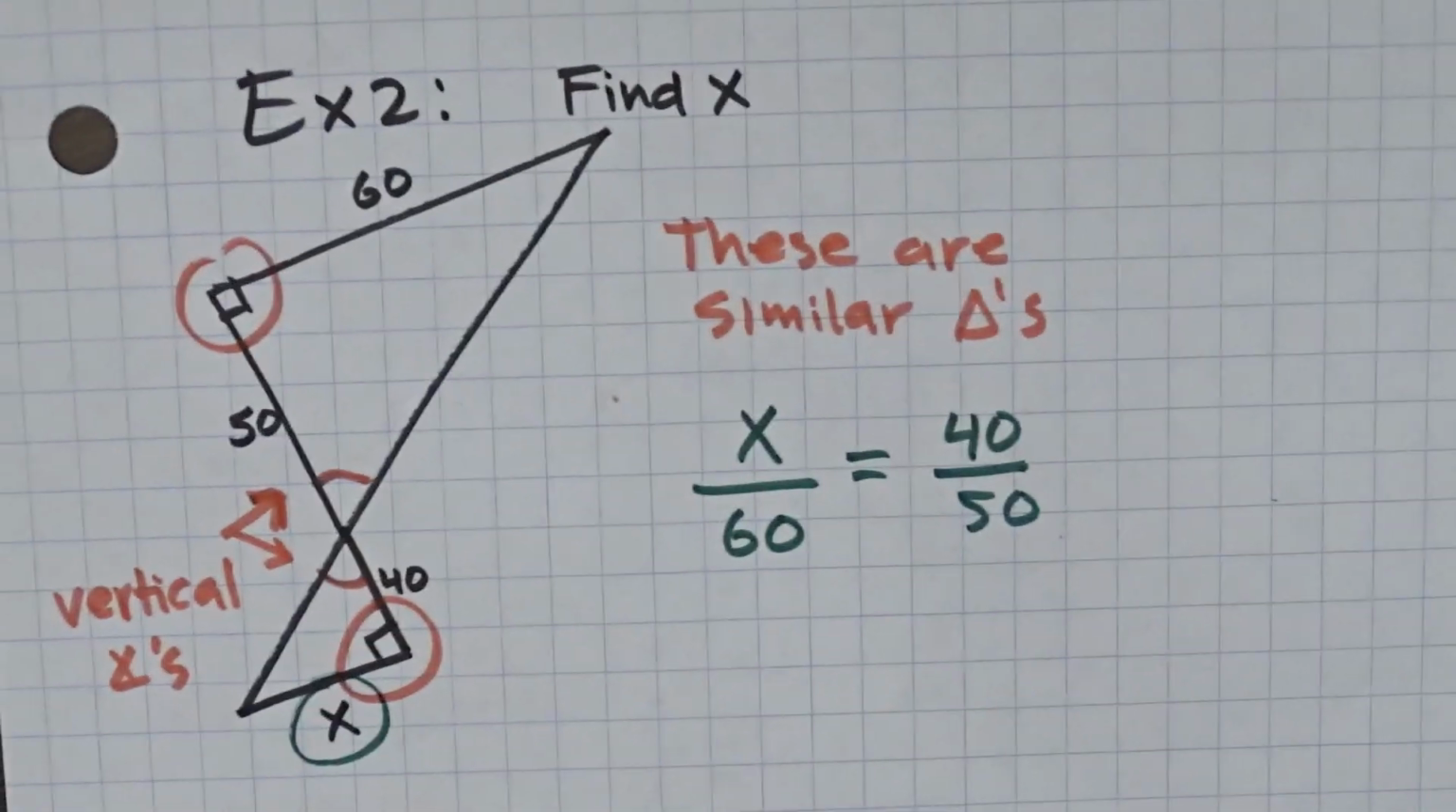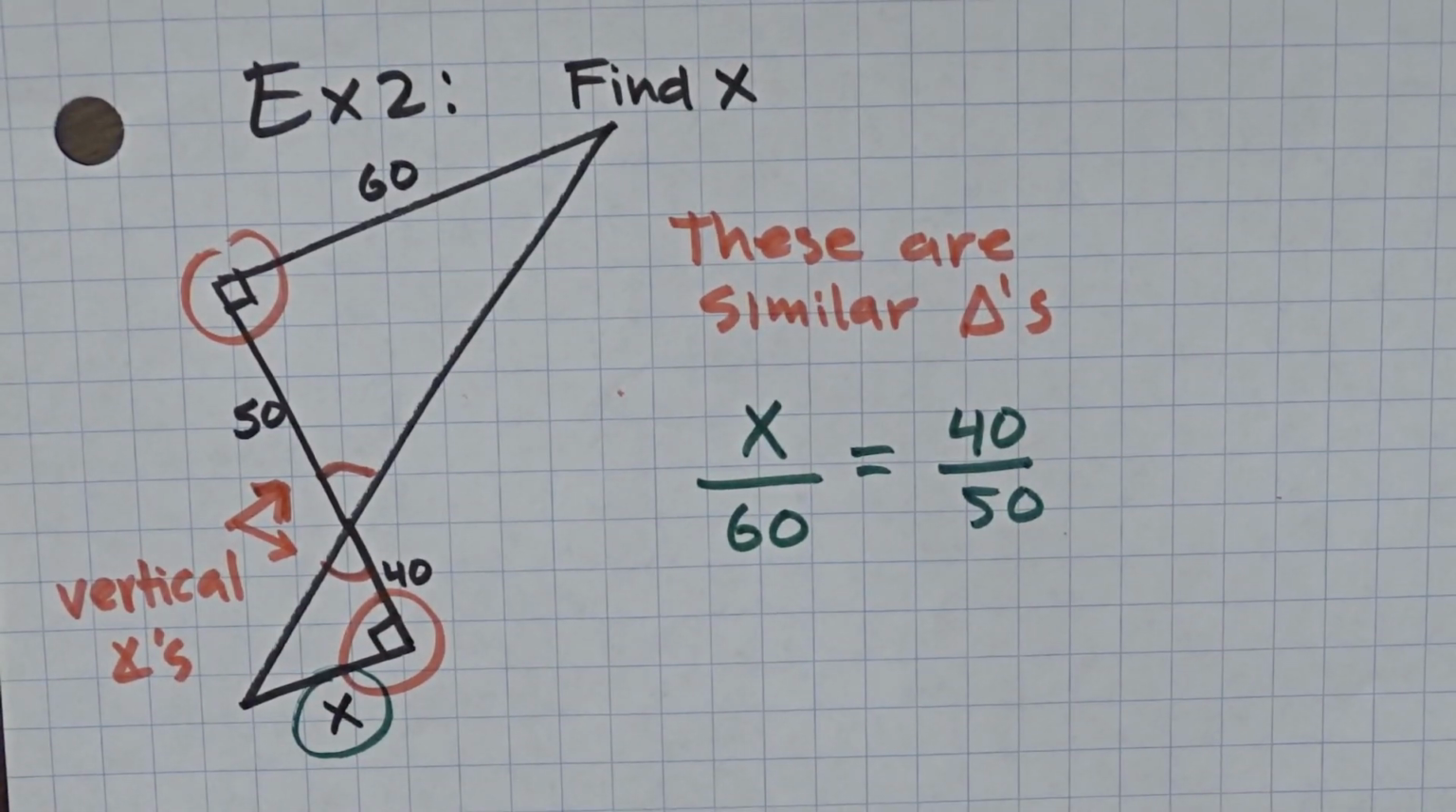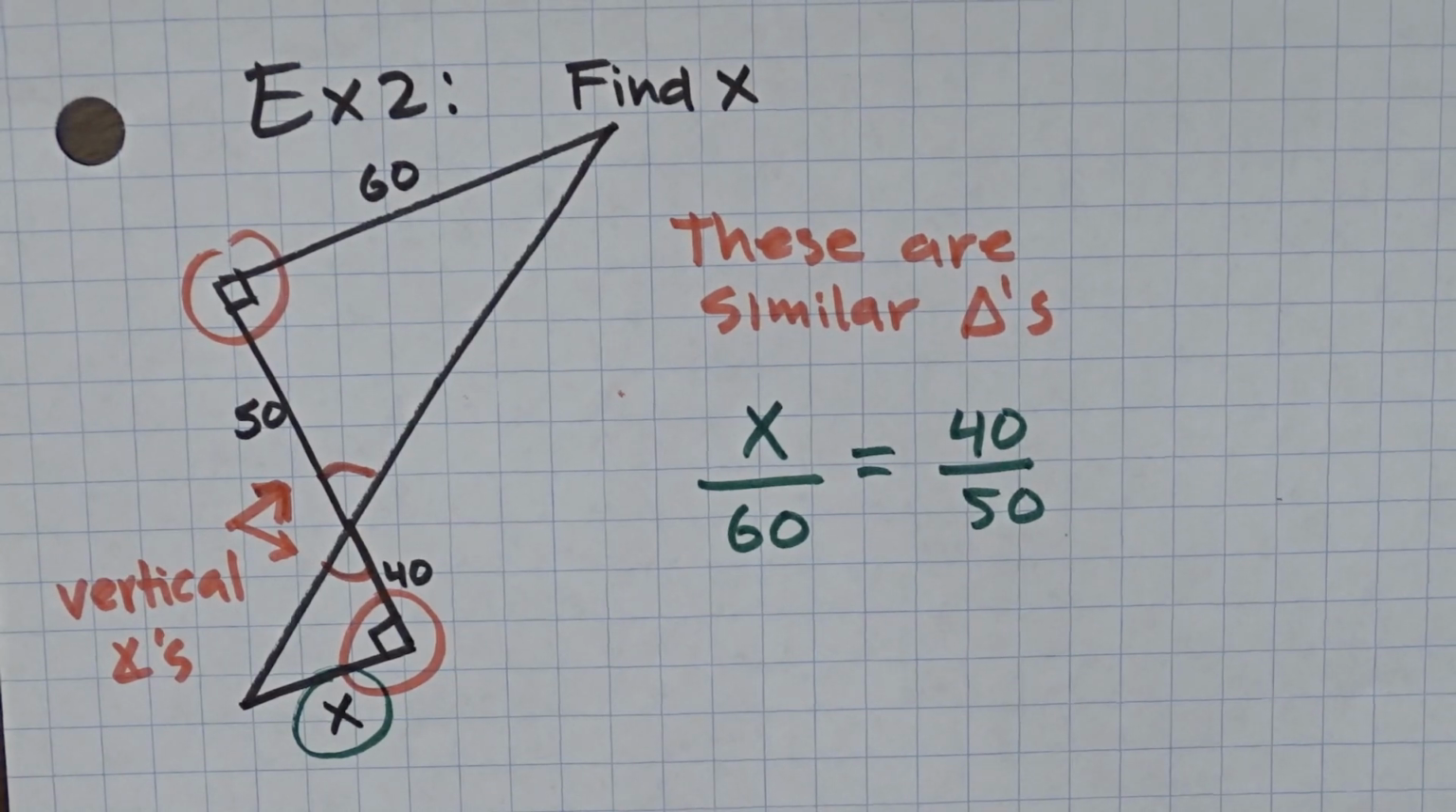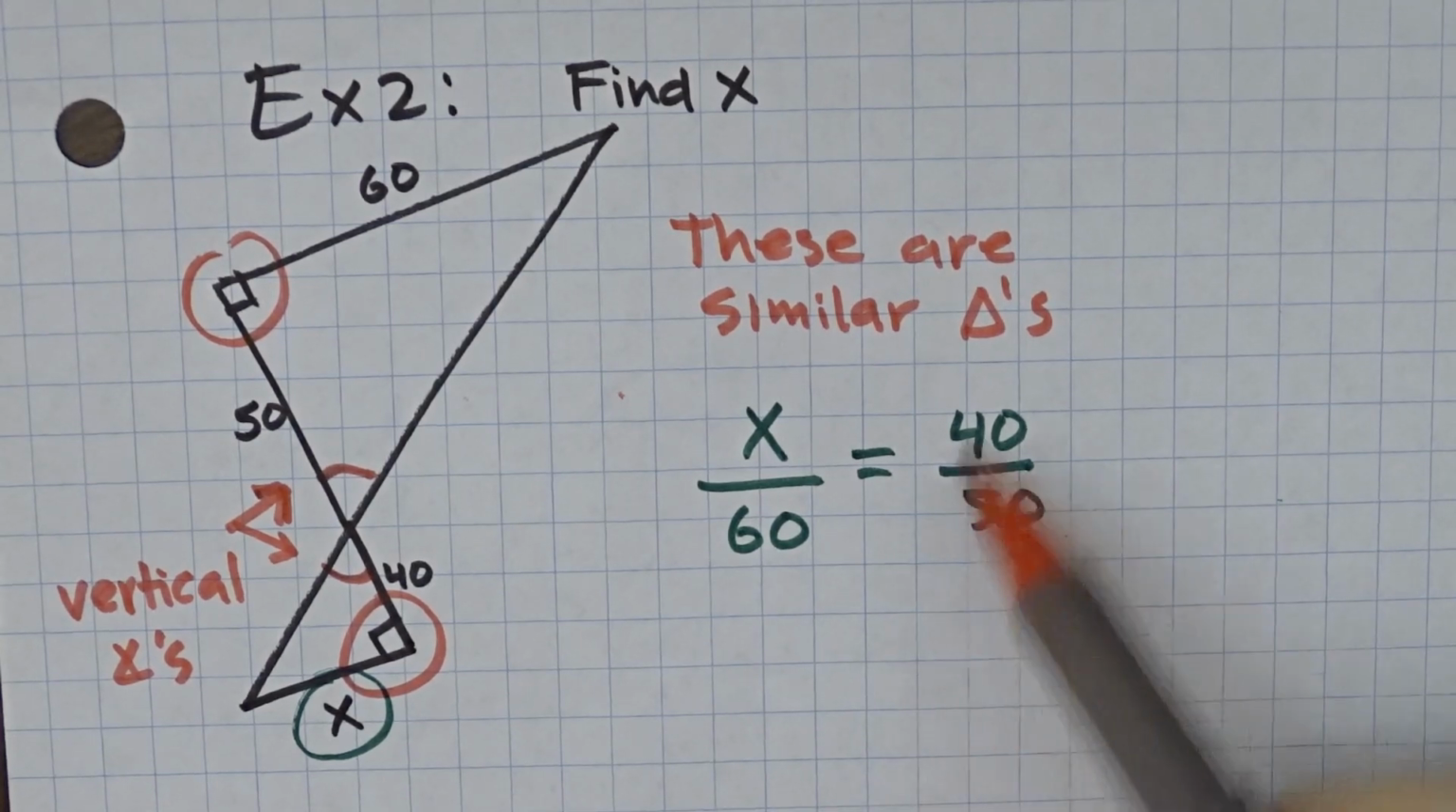So it's very important that you actually do find the corresponding parts. Sometimes you'd have to turn the paper over, imagine them being reflected, turned around, rotated, because not all shapes are going to be sitting on their bottom. So we were able to identify the matching parts. So now we're going to cross multiply and solve for x.